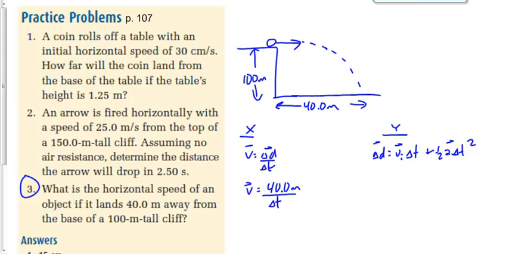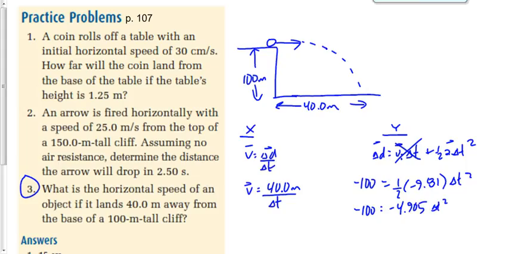Y component, displacement is negative 100 because it ends up 100 below where it started. v_i is 0. We don't know what its initial velocity is, but we know it's all x because it tells us it's launched horizontally. Plus 1/2 times negative 9.81 times t squared. Let's simplify this a little bit. 1/2 times negative 9.81 is negative 4.905.